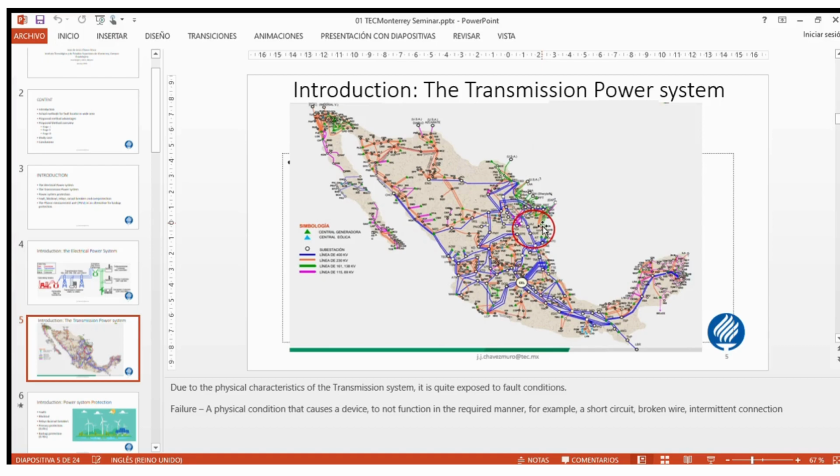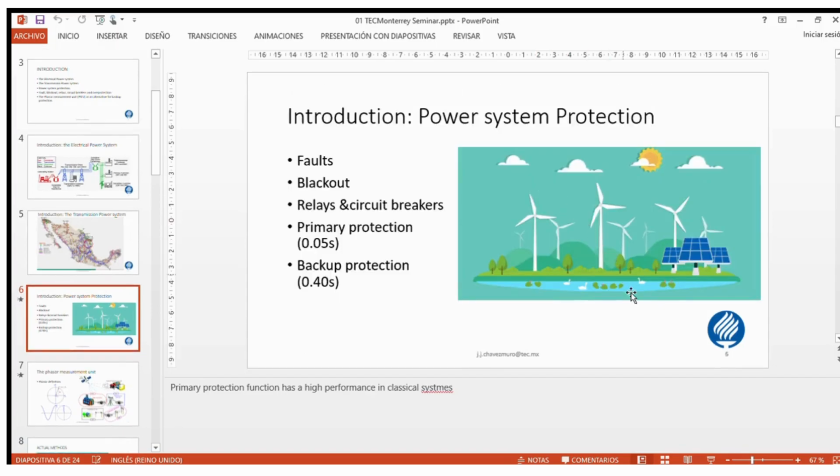A fault is a physical condition in electrical devices that causes maloperation. It can be a short circuit, open circuit, or intermittence. So what I aim to do with the methodology? Identify a fault in the transmission system. Okay.